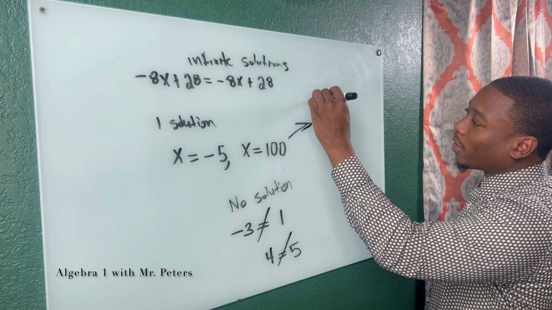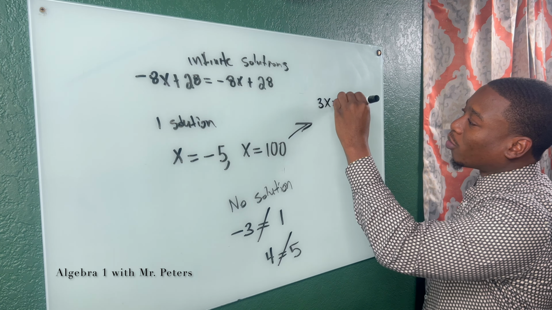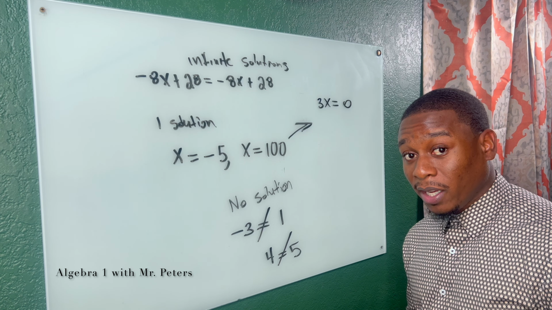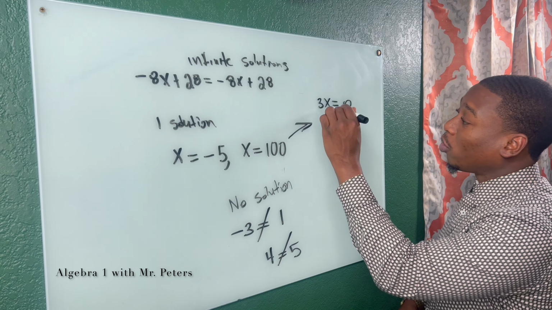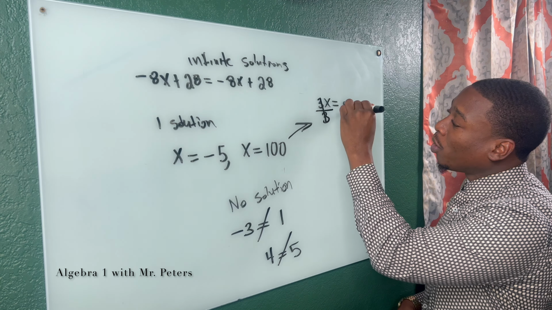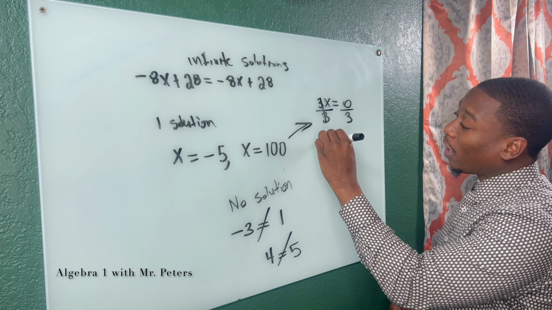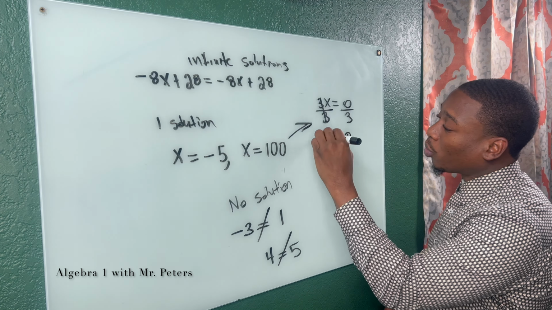So if you have something like this, 3x is equal to 0, remember that 0 has a number value, right? 0 has a number value. So we would continue with our equation solving steps, and the answer will be x is equal to 0.